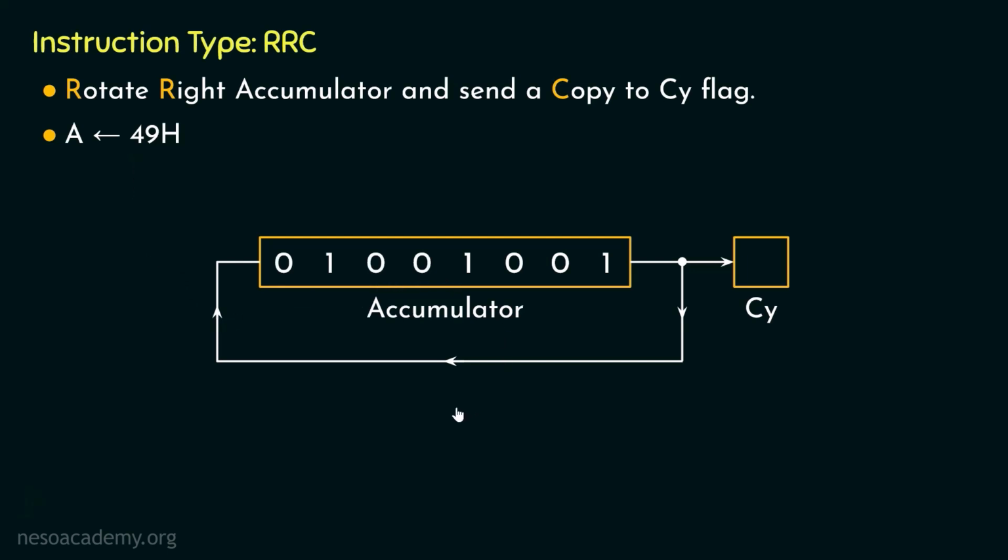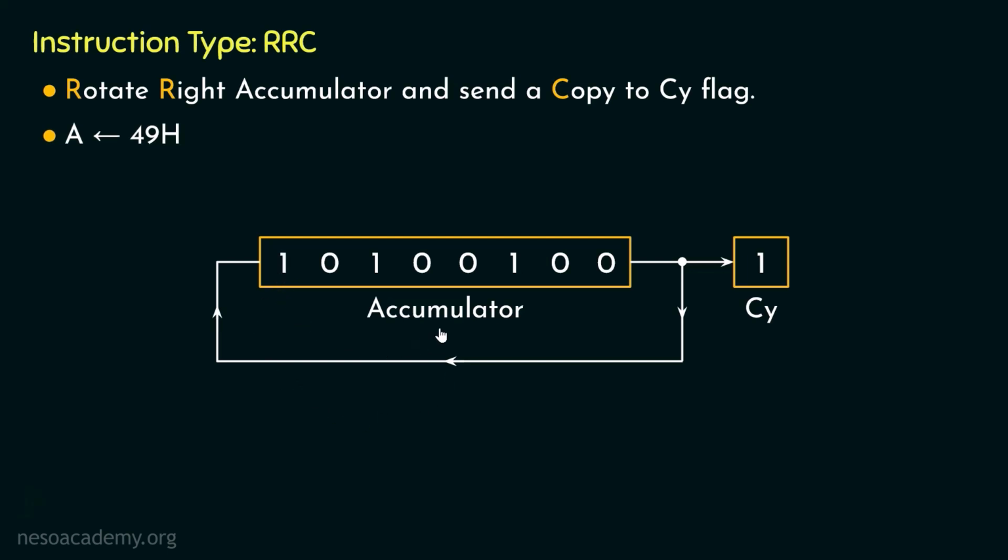Notice, if we execute RRC, the least significant bit will come out. And in the process, we are also supposed to send a copy of this to the carry flag. Since the process of shifting has created an empty space in the least significant bit, all the bits now can be shifted towards the right, one bit at a time. In this process, the most significant bit space is again empty. So the least significant bit, which was previously 1, will now become the most significant bit.